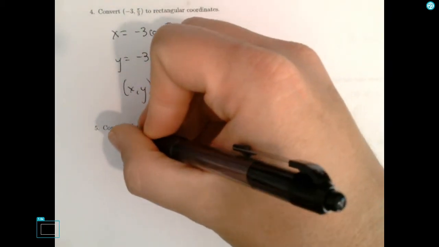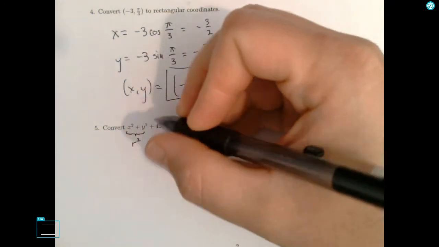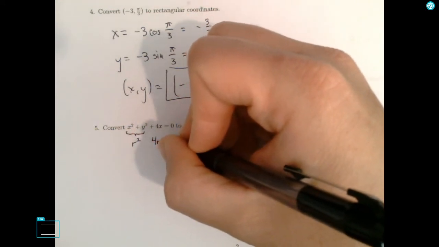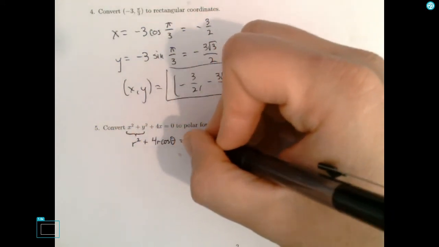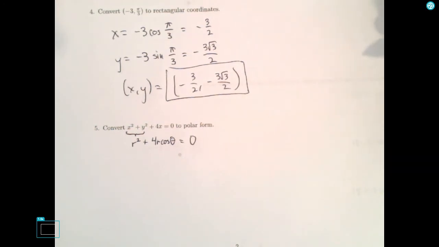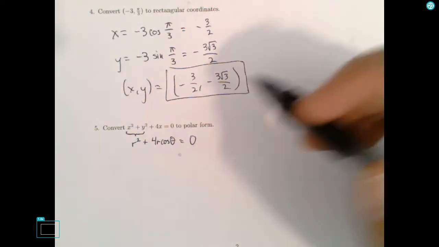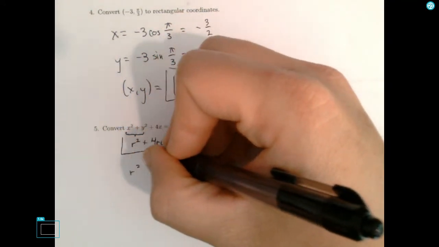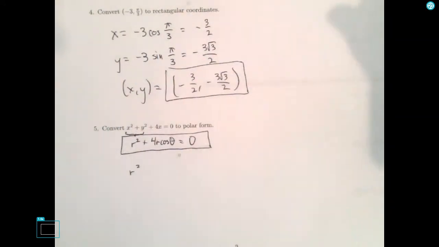But what I noticed here is that this is r squared. And this is going to be 4 times x, which can be replaced with r cosine theta. And that's that, right? That's really all there is to it. That's in polar form now. We like to try to solve for r if possible. In this case, I guess you could. You're not going to get a single value, but what you could do is think of it like this. This is r squared. I mean, let me just say, this is a perfectly fine answer. Okay, that would be perfectly fine.